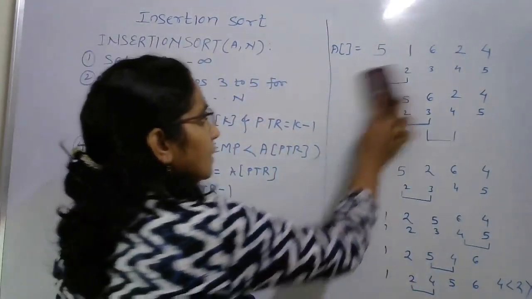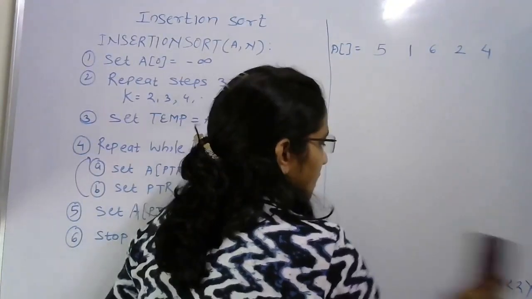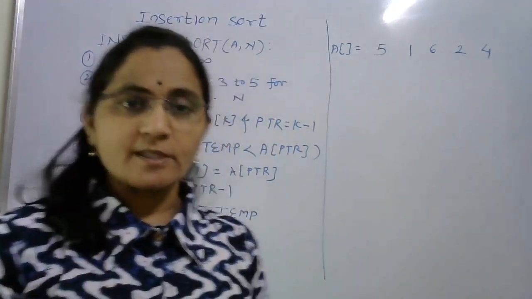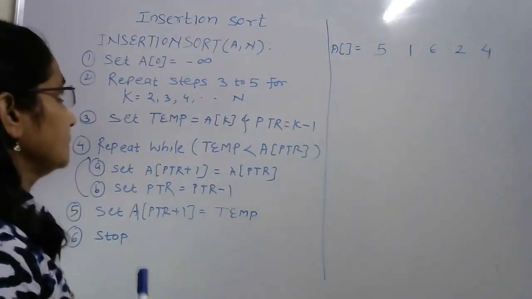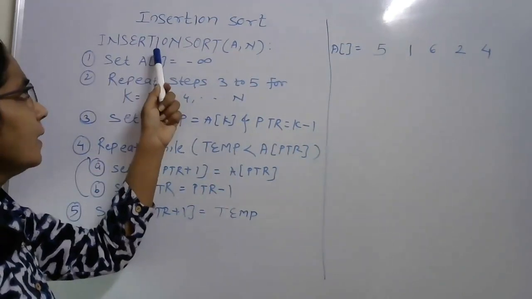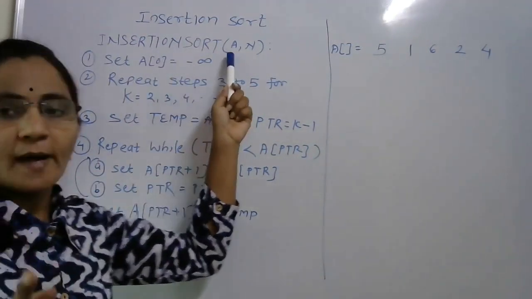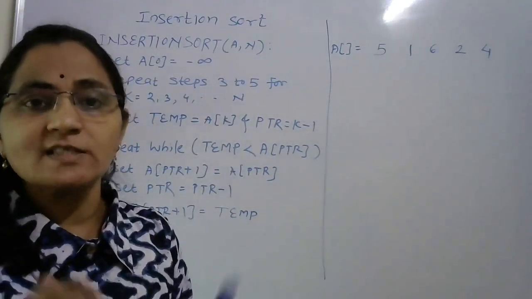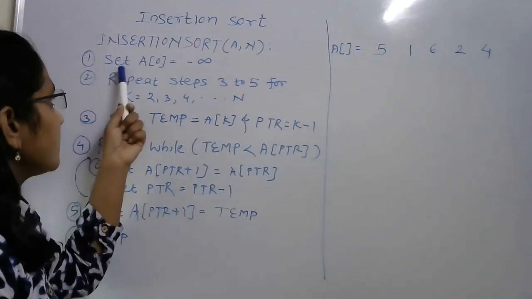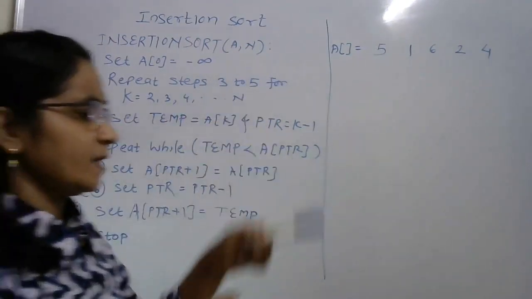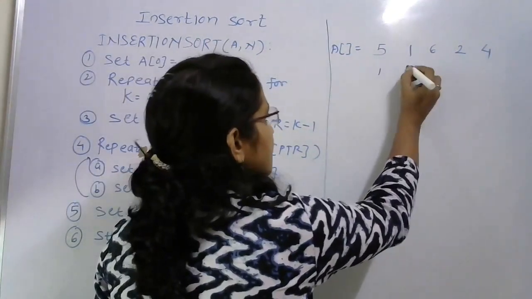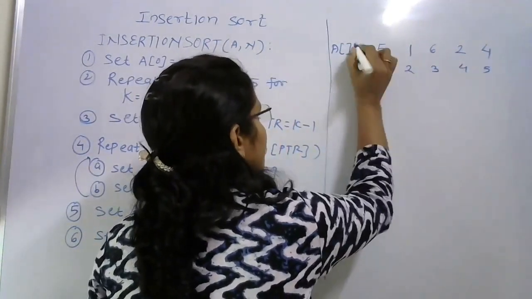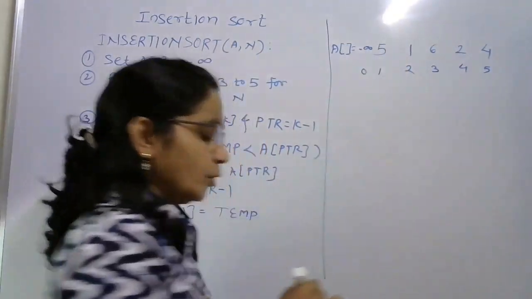Now we learn the algorithm of insertion sort. We see how the insertion sort works through the insertion sort algorithm. This insertion sort is the name of the algorithm. It takes 2 parameters. The first parameter is the array A, and n means the number of elements in the array. The first step is you have to set A of 0 equal to minus infinity. Actually, the array consists of 5 elements, and at the 0th location, the minus infinity will be put here.